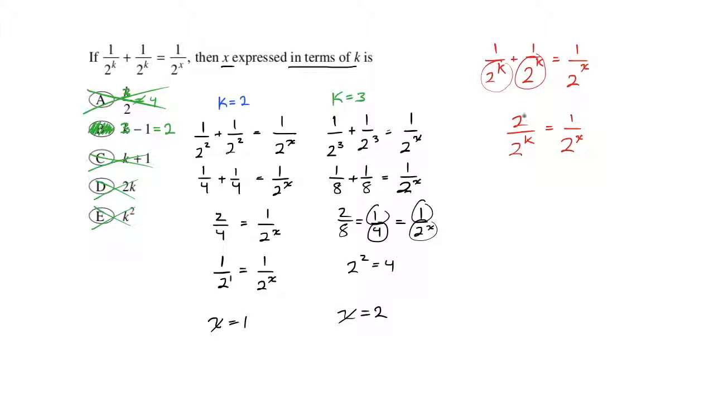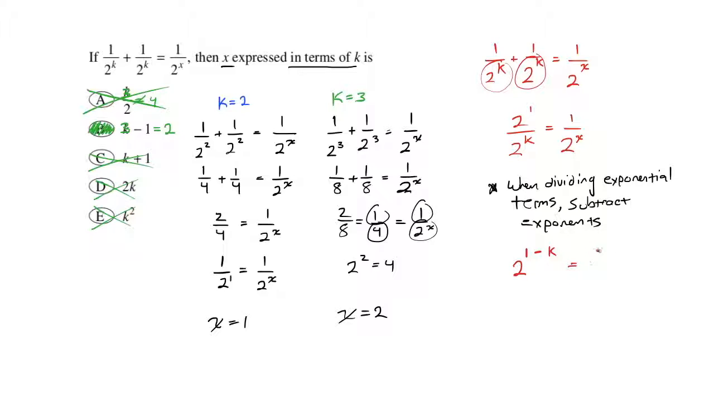Now, this can be simplified. This is 2 to the first power, and what we're doing here is dividing exponential terms, and I'll write the rule that does apply, which is that when dividing exponential terms, they do have to be the same base. This is 2 and this is 2. When dividing exponential terms, we subtract exponents. That means that we have 2 to the 1 divided by 2 to the k, which is 2 to the 1 minus k. And this is equal to 1 over 2 to the x.